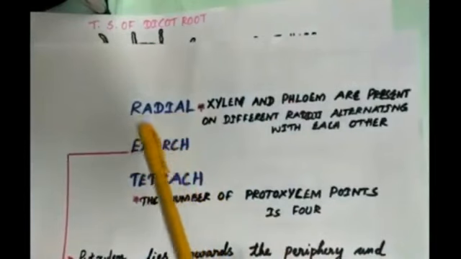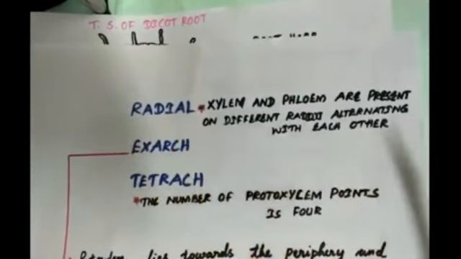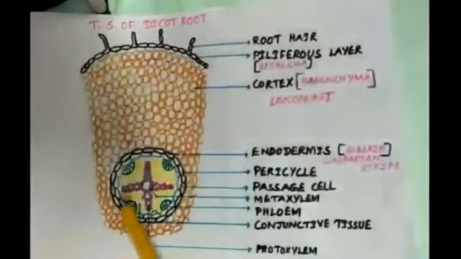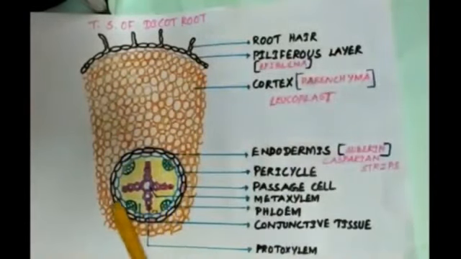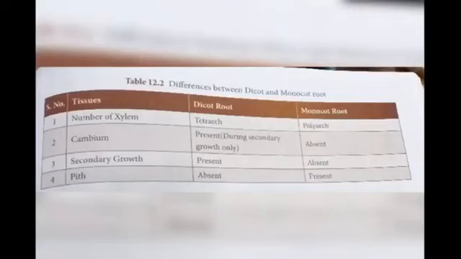This vascular bundle is radially arranged. It is exarch, that is, the metaxylem is towards the center and the smaller one is towards radiating outside, and it has 4 arms, therefore it is called tetrarch. Let's look into the difference between dicot root and monocot root. In dicot root, it is tetrarch xylem. In monocot, it is polyarch xylem.